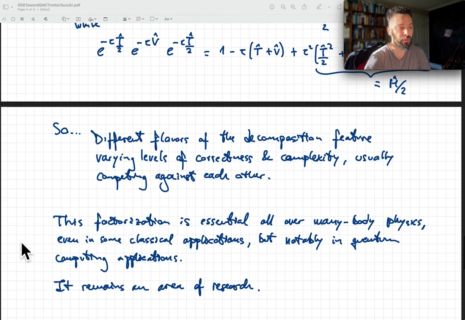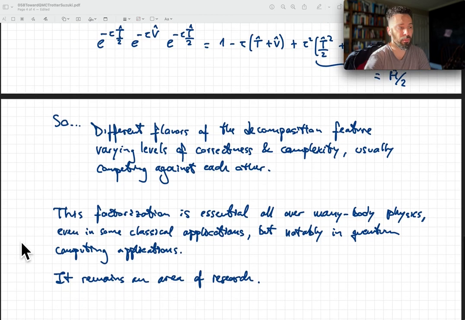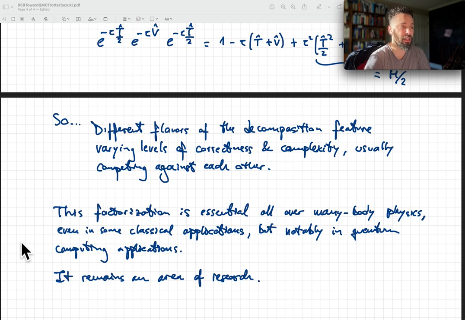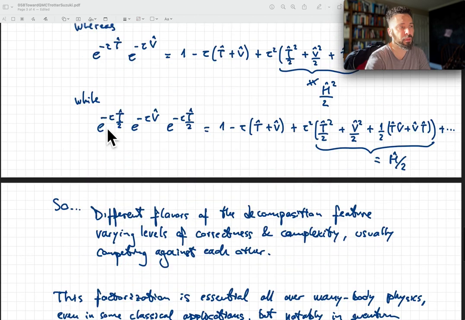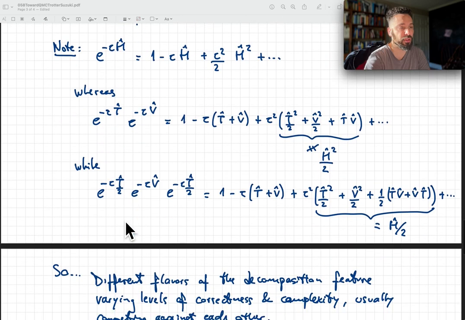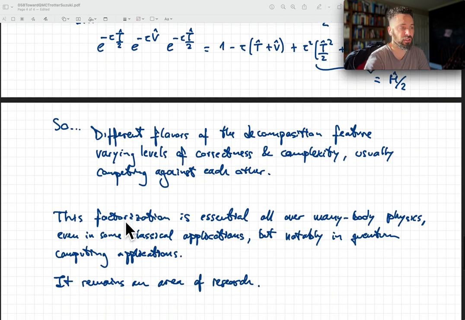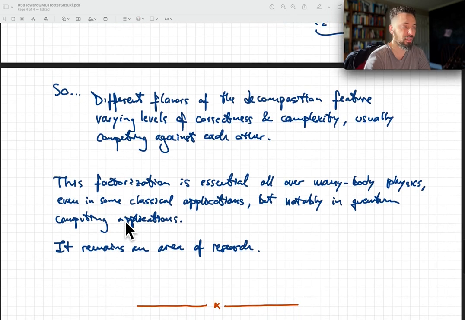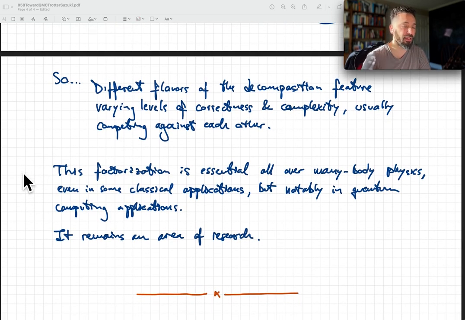So this factorization is essential for all sorts of applications in many-body physics, even in some classical cases. But notably in quantum computing applications, people use this Trotter-Suzuki factorization, or some flavor of it, quite a bit. And so this remains an area of research and is not only essential for quantum Monte Carlo at finite temperature, which is something I've done for a long time, but also for quantum computing, if that's an area that interests you. I hope you find this video useful. It's just a nugget of information building towards what we call quantum Monte Carlo. We'll talk about that quite a bit more in upcoming episodes of this short series.